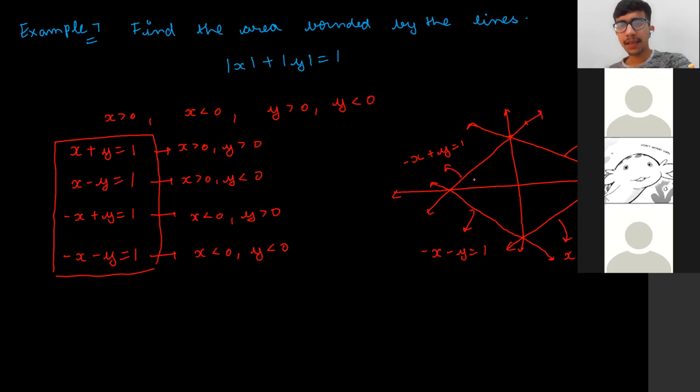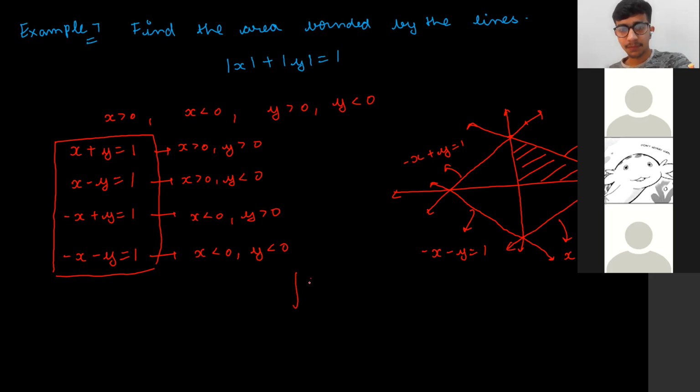So should I calculate the area of all of these 4 compartments, or should I calculate the area of only one compartment and multiply by 4? Exactly. So calculate the area of only one and you have to multiply by 4. So what can you do?